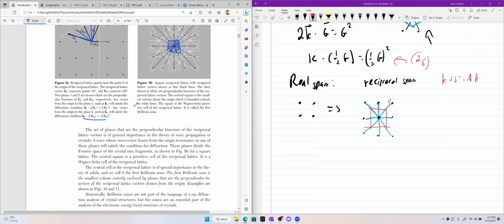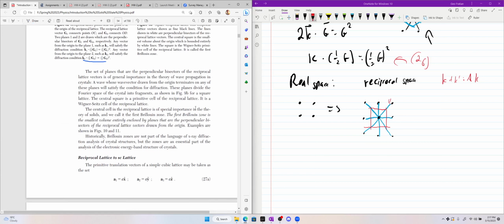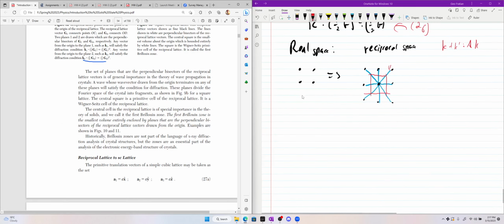The set of planes that are perpendicular bisectors of the reciprocal lattice vectors is of general importance to the theory of wave propagation in crystals. A wave whose wave vector drawn from the origin terminates on any of these planes is going to satisfy the condition for diffraction. That's what we were talking about right here: if I draw this wave vector like that, that's a valid wave vector. K is good.